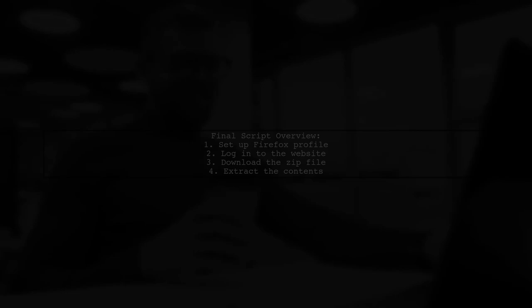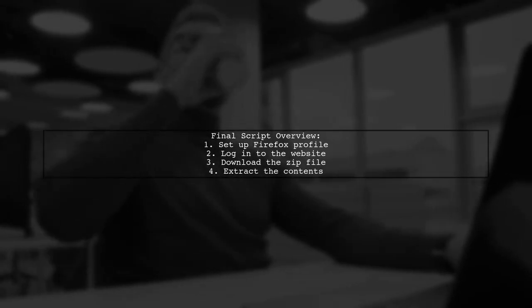Additionally, the MIME type for the zip file was incorrect. It was corrected to ensure the file downloads properly. The final script includes setting up the Firefox profile, logging in, and downloading the file, followed by extracting the zip file.